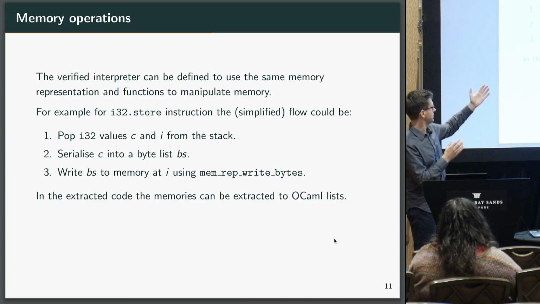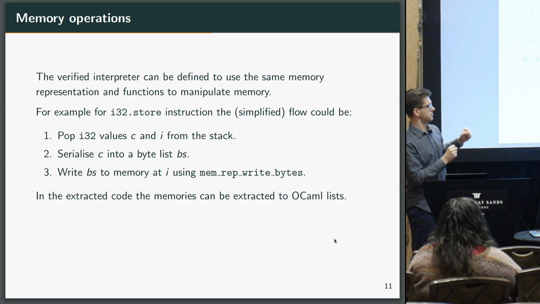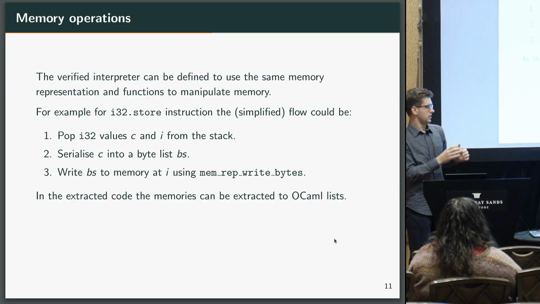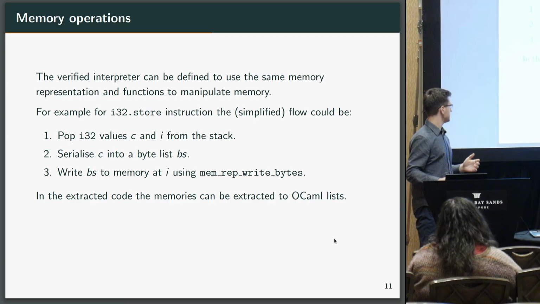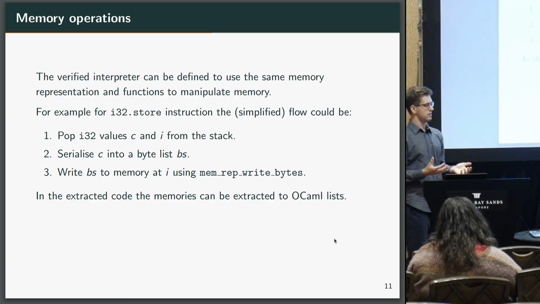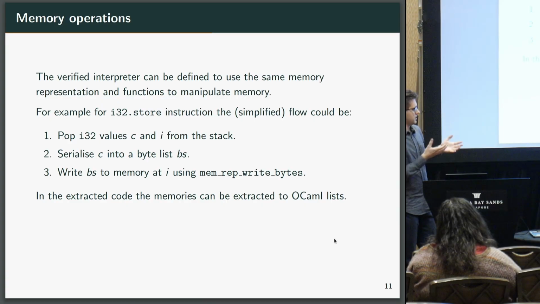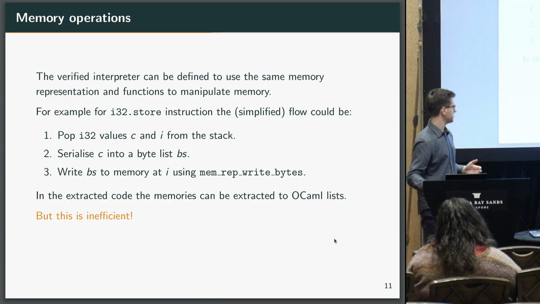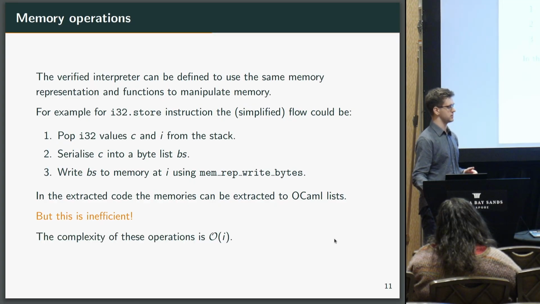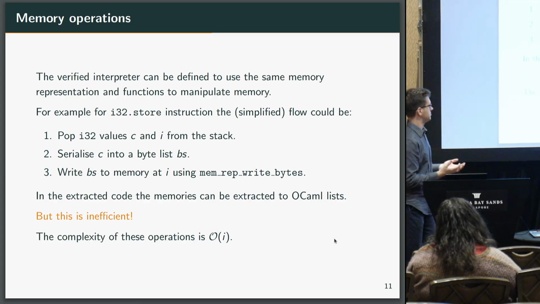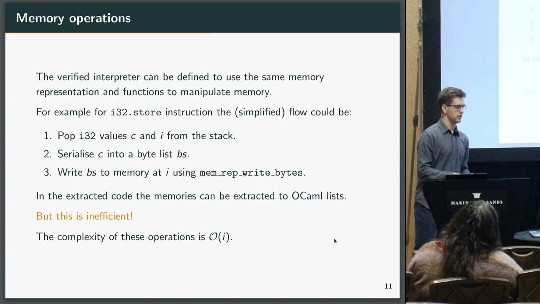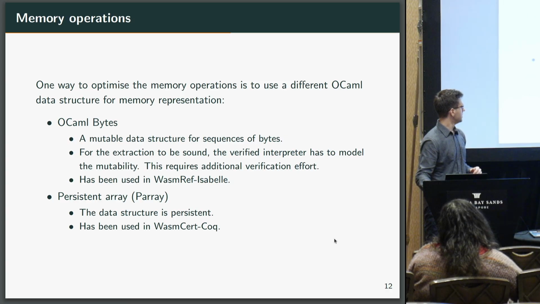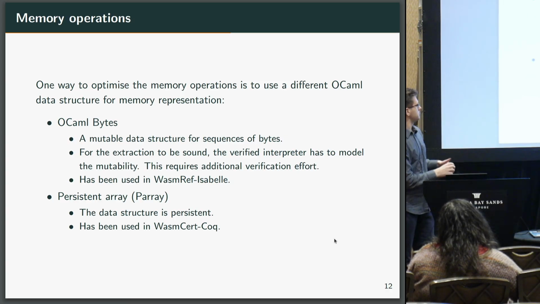Well, we pop a constant and an address from the stack, we serialize the address, and we write the serialized bytes to the address using memrep write bytes. And in the extracted OCaml code, the memories are expected to be a list. The issue is that this is inefficient, because these memory access operations on the functional list have linear complexity in the address.